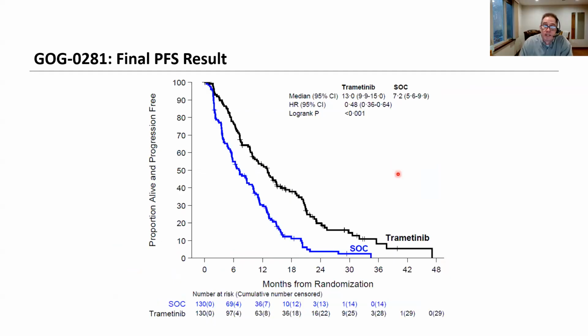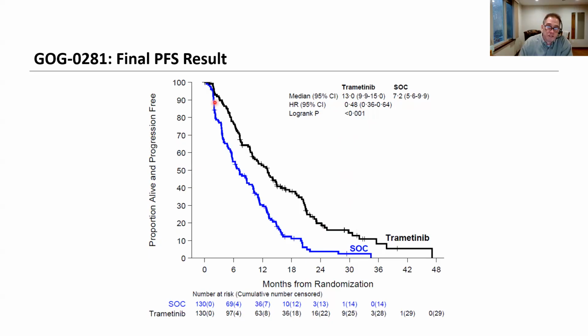This was a practice-changing study, right? So you can see here, the median time to progression on the trametinib arm was 13 months compared to 7 months in the standard of care. The hazard ratio was 0.48 with a p-value of less than 0.001. So this is a very strong finding in favor of trametinib. And this is now in the NCCN guidelines as the treatment of choice for low-grade serous ovarian cancer.